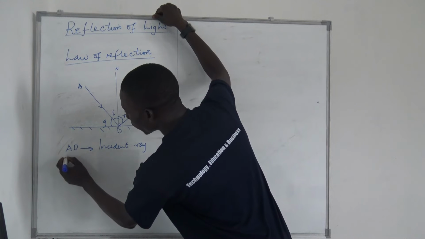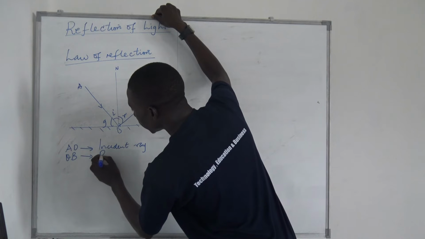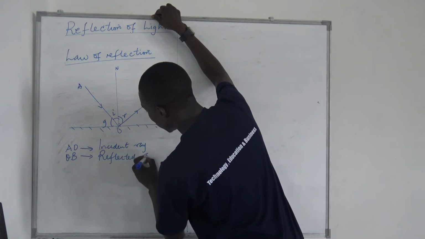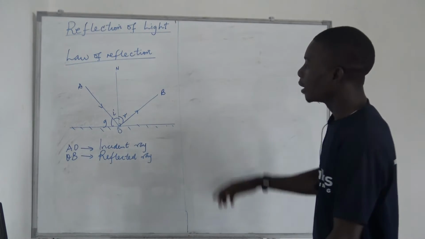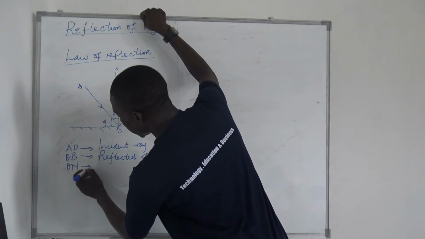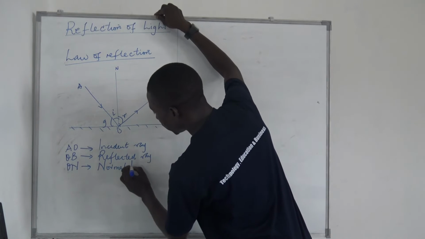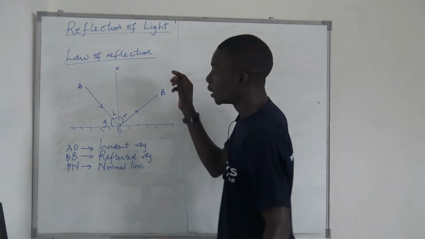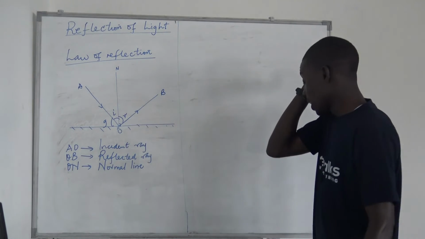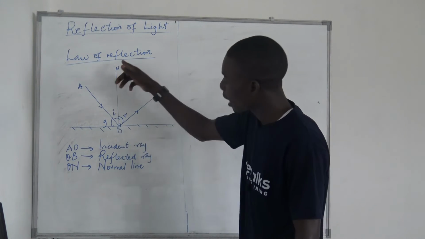And then we can also look at the OB, which is the reflected ray. Is that okay? And then we can also look at the ON, which is the normal what? Normal line, not normal ray. It is a normal line. We don't put arrows on it because it's not a ray. It is the normal line. This is the incident ray, the reflected, and the normal.